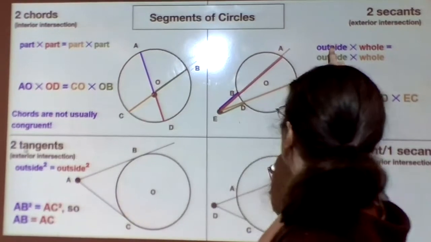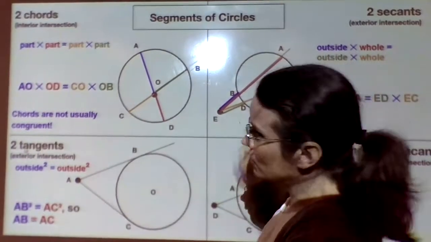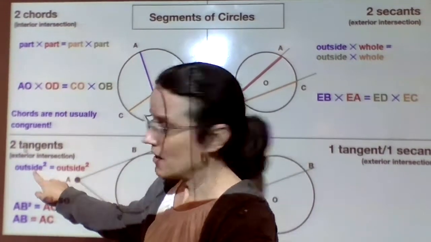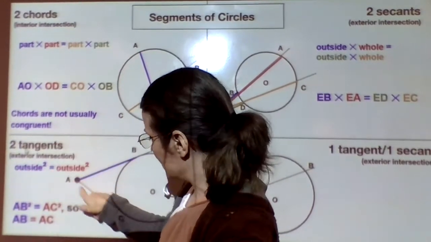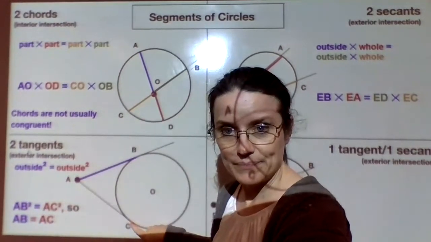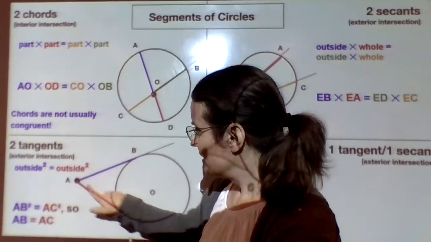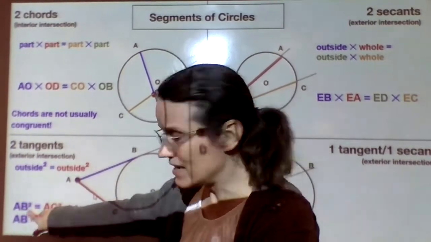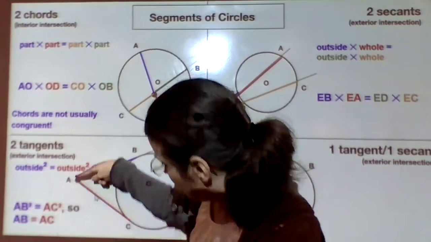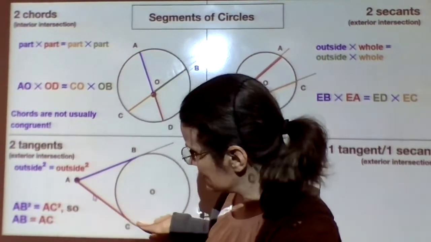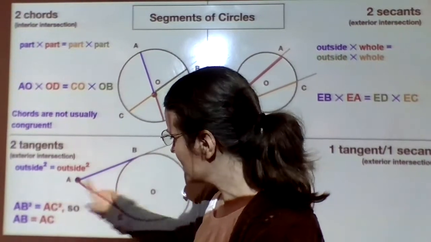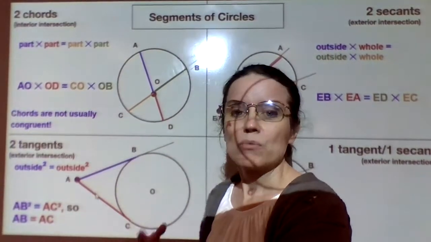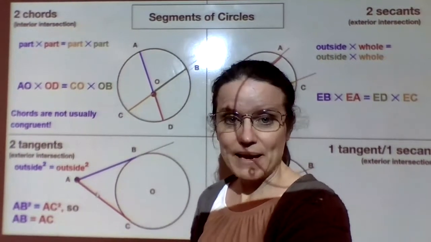So instead of doing outside times whole and outside times whole, I just do outside squared for this line. And it's going to equal the outside squared for this guy. Okay? Well, the outside times the outside here is AB squared. The outside times here is AC squared. Well, if I square root both sides of that, I just get that AB equals AC, which brings us to a fun fact about tangents.